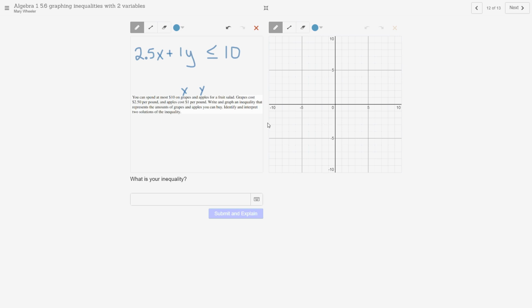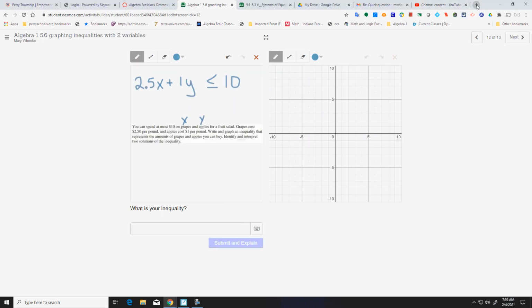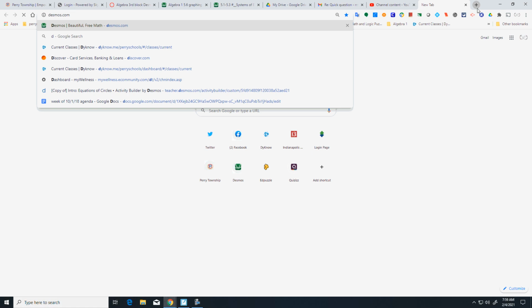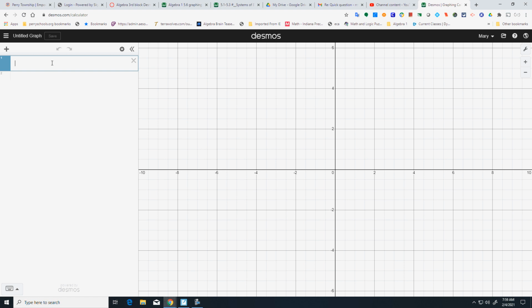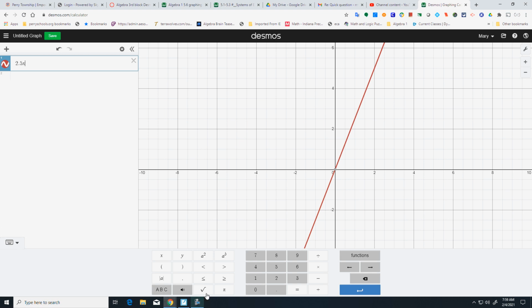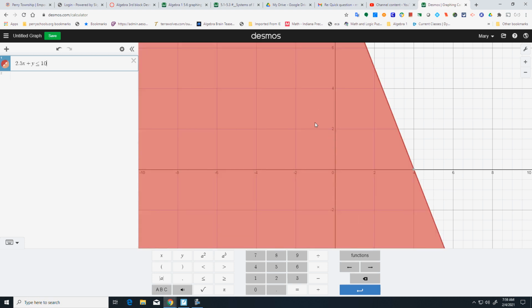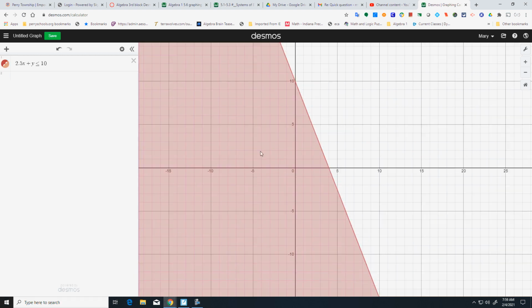Identify two solutions. So on this one, I'm actually just going to go to desmos.com, open a separate tab, open the graphing calculator, and type it in exactly as it looks, 2.5x. I'm going to get the less than or equal to, type the keyboard. Oops, I forgot my y. Plus y. And that has to be less than or equal to 10. So there is my graph right there.